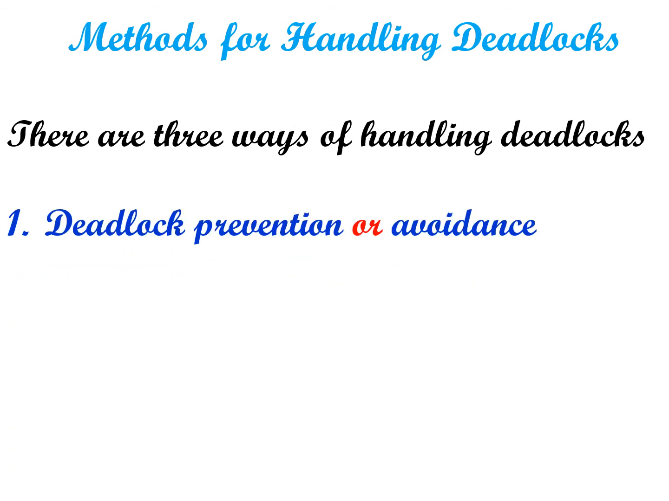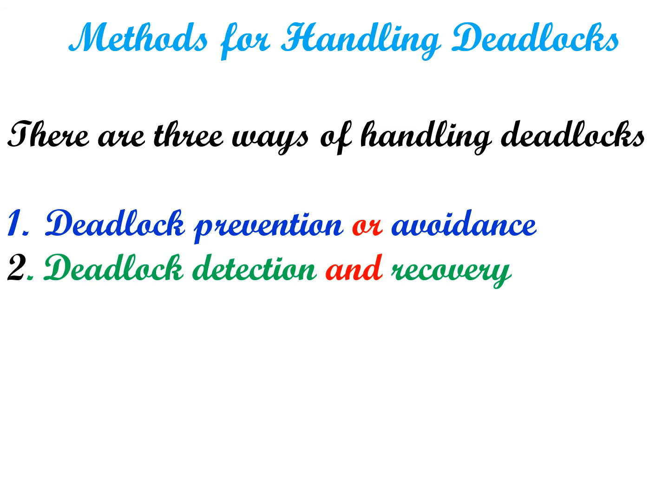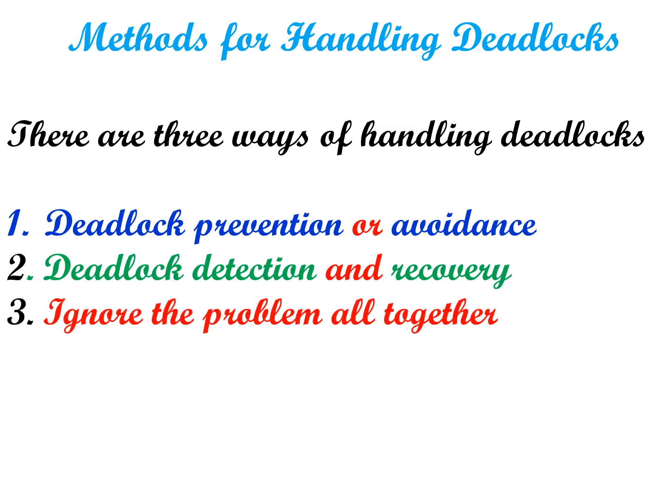Mainly, there are three ways of handling deadlock. The first one is deadlock prevention or avoidance, then deadlock detection and recovery, and the last one is to ignore the problem altogether.